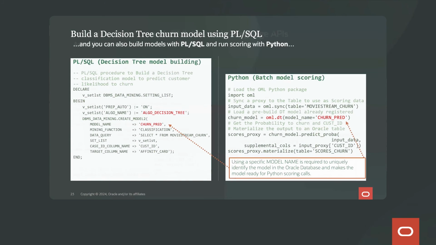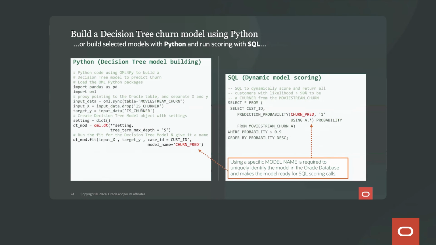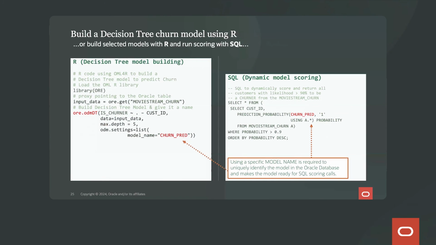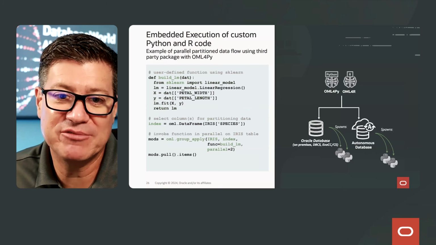You can also use PL SQL to build a model, and that's something we have supported all the way back to Oracle 11G release. This is the in-database model building using PL SQL on the left, and on the right, I can actually reuse that model in Python, and use a decision tree model in Python and run inference with that. I also can build a decision tree with Python and score in SQL, or I can even use R and build an in-database decision tree model like I'm doing here on the left, and then again, use SQL. So there's a lot of flexibility for data scientists.